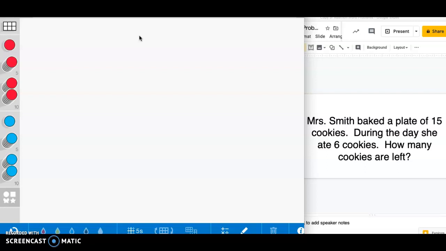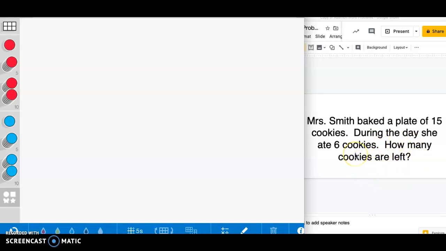All right, so did you hear a key word or phrase in there that tells us what we need to do? If you said how many cookies are left gave us a clue, you're right. That statement, how many cookies are left, is telling us that we need to subtract. That how many are left always is going to have you subtract.